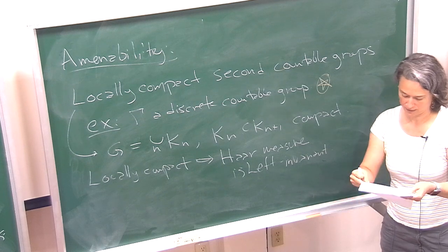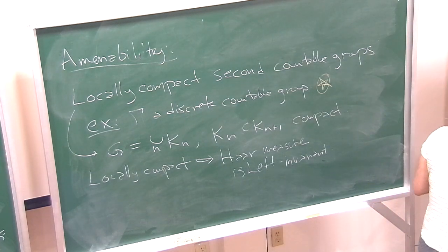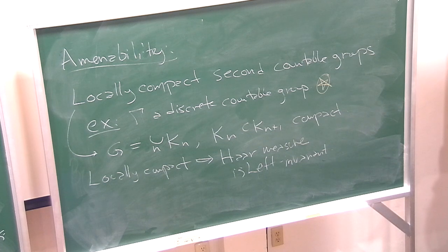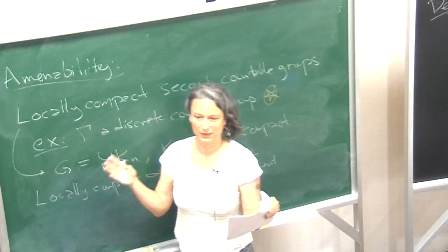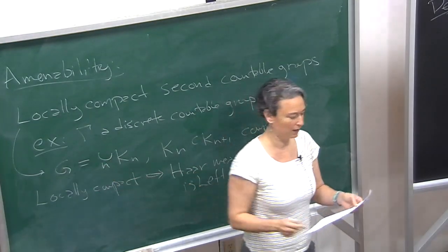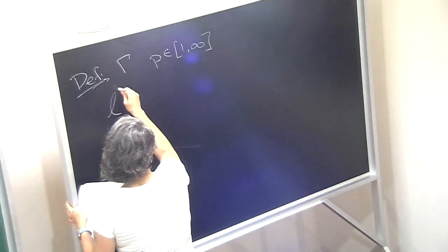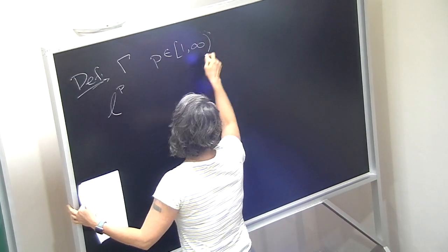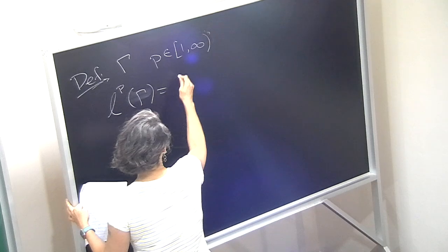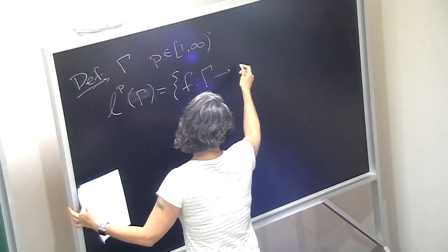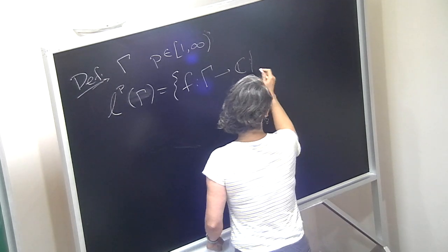Okay. So with that in mind, we can define the following. So again, Gamma is always going to be a discrete countable group. Notice I use G for this. I'm going to really make that distinction. If I write G, I'm going to be thinking of an honest locally compact group as opposed to this discrete countable group. p is between 1 and infinity. We will define l^p. Let's write it this way. l^p of Gamma is the set of functions from Gamma to C that are p-summable.